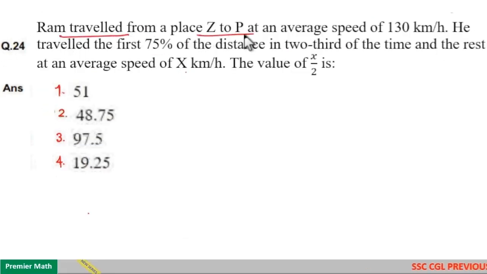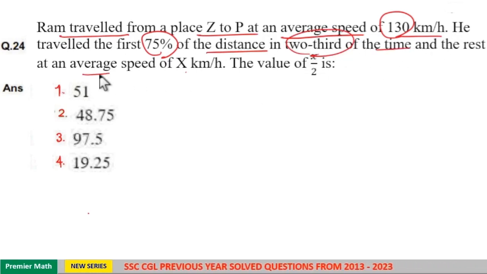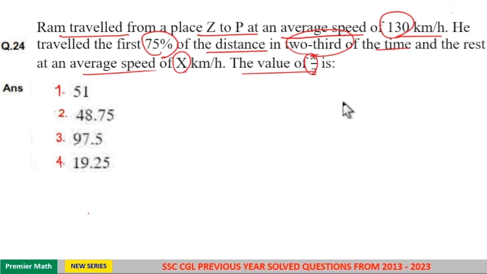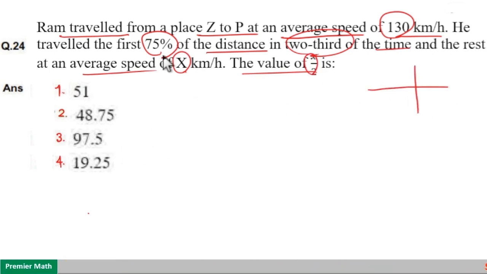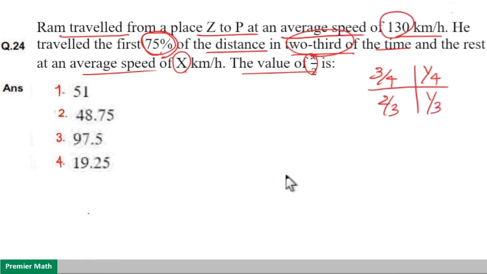Ram travelled from place Z to P at an average speed of 130 km per hour. He travelled the first 75% of the distance in 2/3 of the time and the rest at an average speed of x km per hour. The value of x by 2 is. Here you can see the first 75% distance is covered in 2/3 time. So 75% means 3/4 of the distance. So the remaining distance is 1/4. Now the first distance is covered in 2/3 time, so the second distance is covered in 1/3 time.